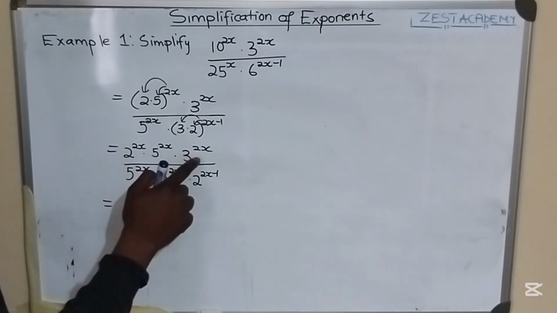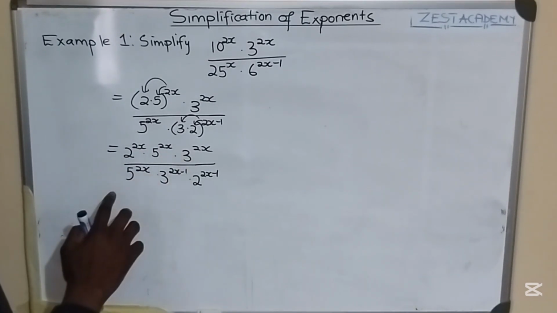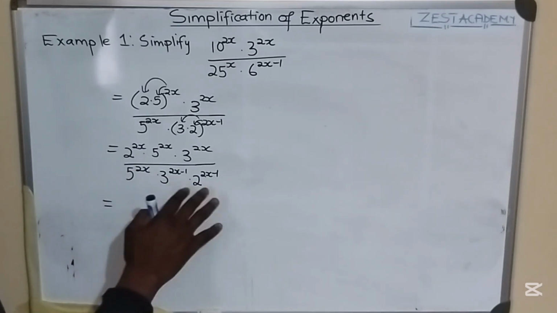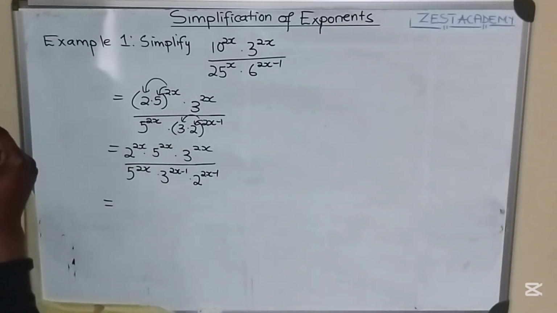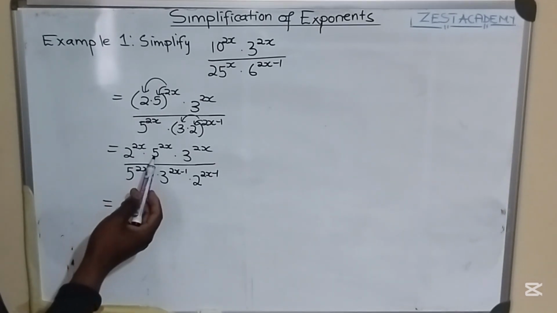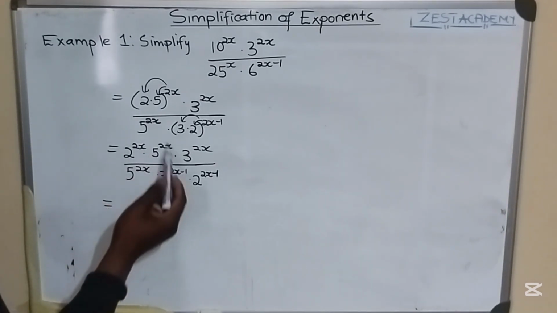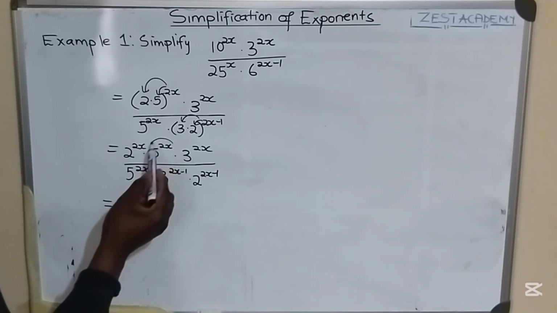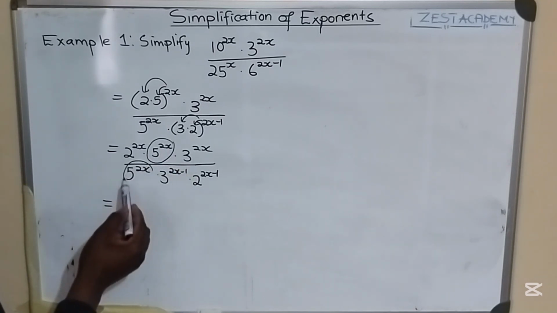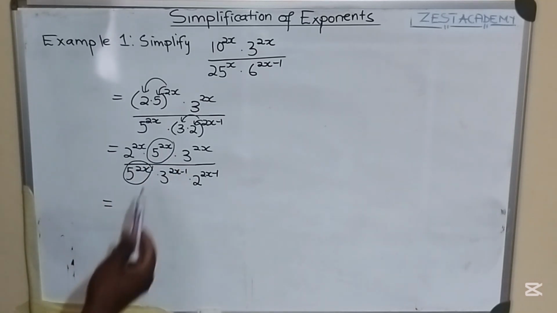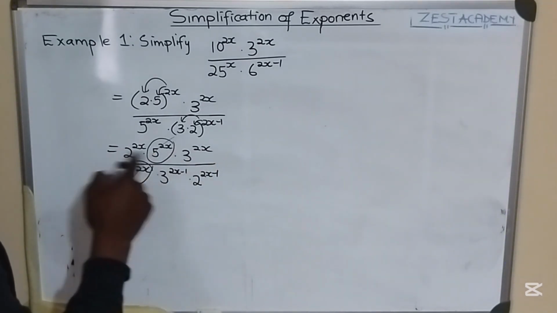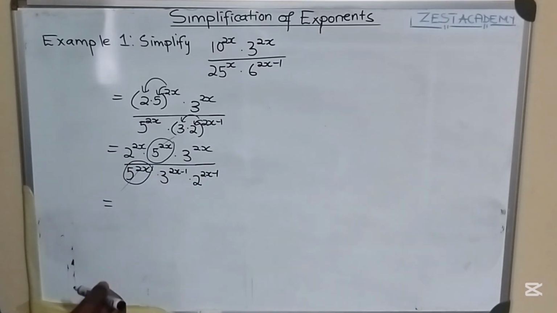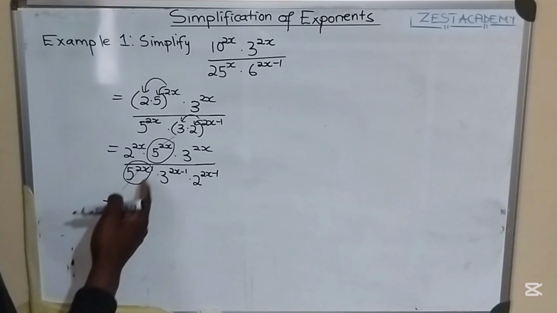You can see that on top, we don't have any like bases, and also at the bottom, we don't have any like bases, but if you look at the top and at the bottom, you see that you have like bases. If you look at the base of 5, 5 to the power of 2x, you see that you also have 5 to the power of 2x at the bottom. So these two can cancel because they actually look the same. And remember, our bases are multiplied.